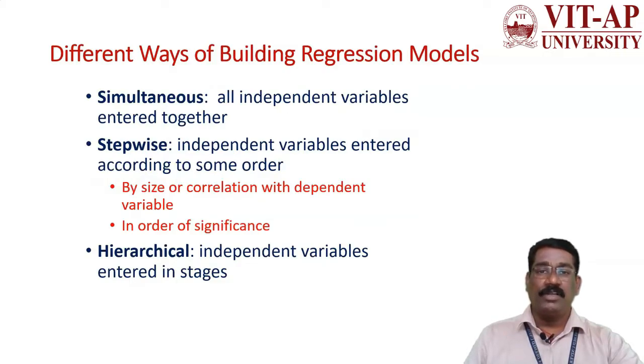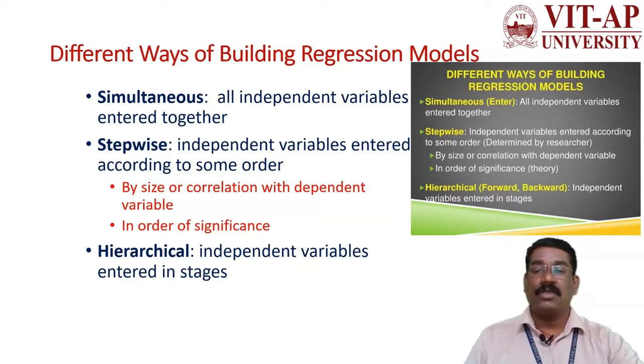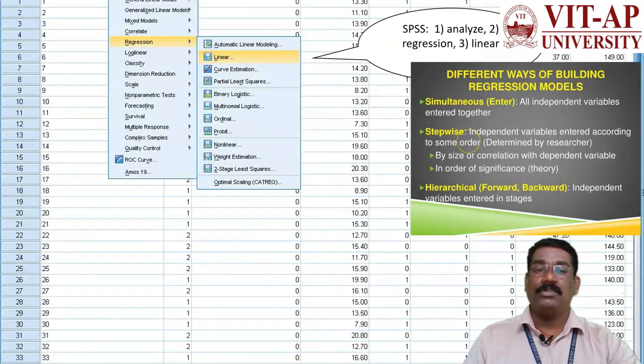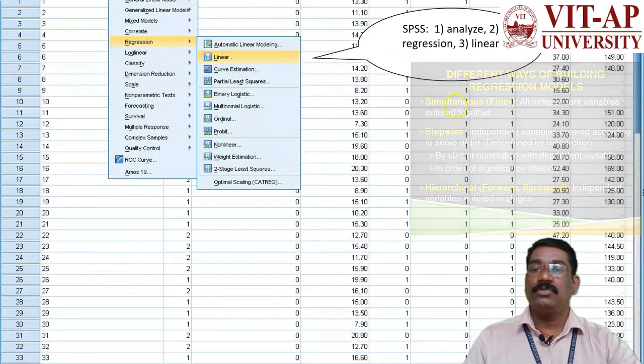Next, different ways of building regression models. There are many models. One is the enter method or simultaneous method, where all independent variables are entered together. Then the stepwise method, where independent variables are entered according to some order. In SPSS, it is automatically put in order by size of correlation with the dependent variable, in order of significance. And also we have the hierarchical method, where independent variables are entered in stages. So these are the three methods, but we are going to talk about the simultaneous method. We call it the enter method, since all independent variables are entered simultaneously. Let's move on to using this.